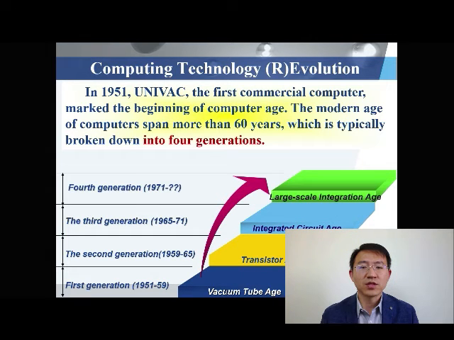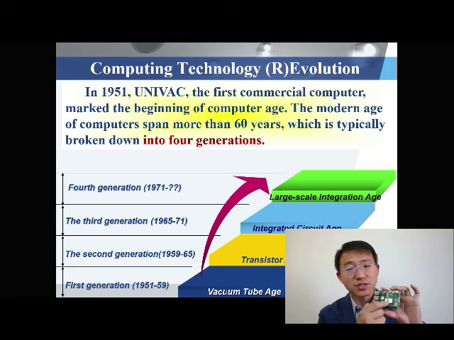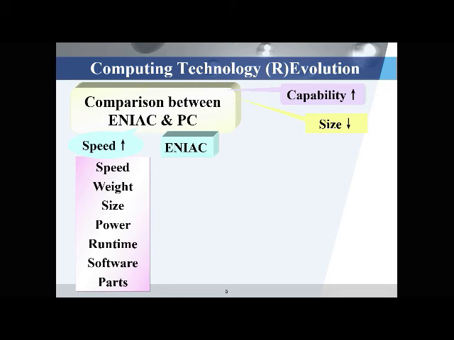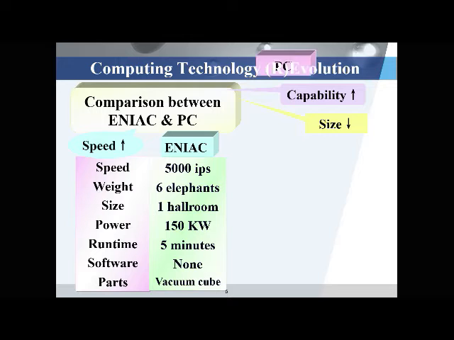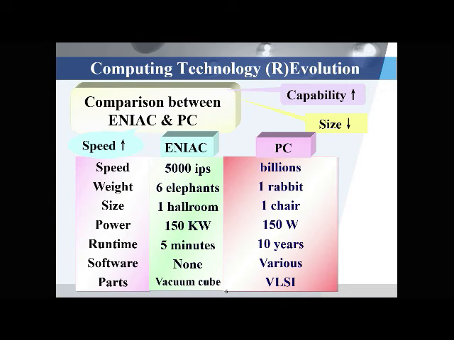The fourth generation is called the large-scale integration age, from 1971 until now. In this generation, we use very large scale integrated circuit technology, and we can make the CPU smaller and smaller. As you can see from my Raspberry Pi, the CPU is only this size. Here's a comparison between Antioch and PCs. You can see the speed, weight, size, power, runtime, and software are totally different.